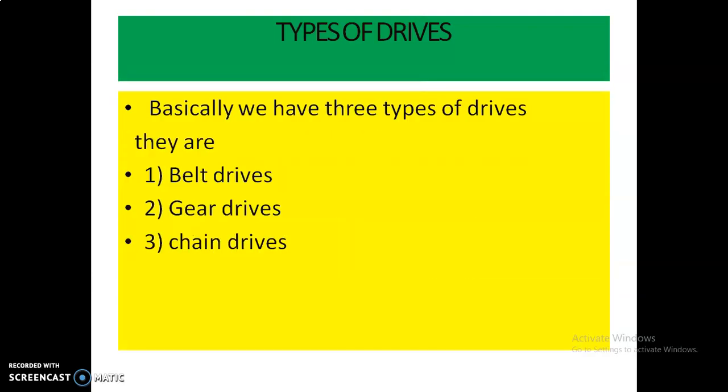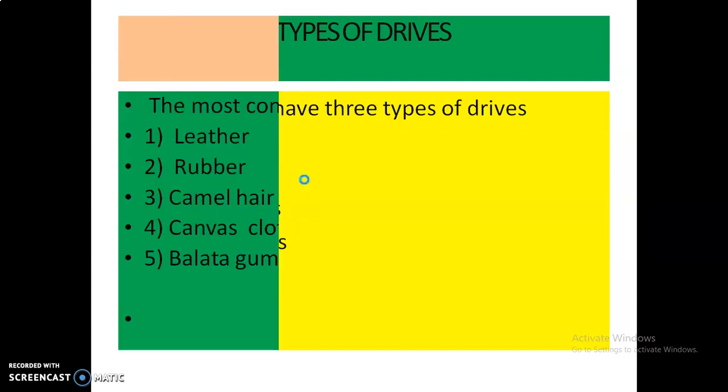Next, types of drives. Basically we have three types of drives: belt drives, gear drives and chain drives. According to our syllabus, we have only belt drives and gear drives. We don't have chain drives. So we will discuss only belt drives and gear drives, but in this class, we are going to discuss only belt drives. So these are the types of drives.